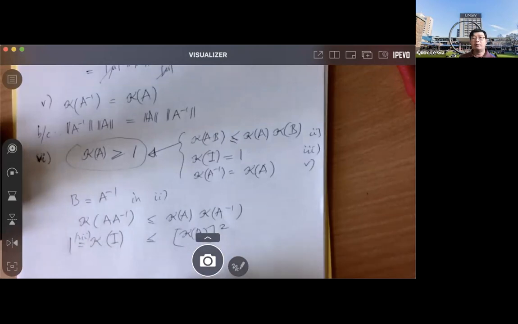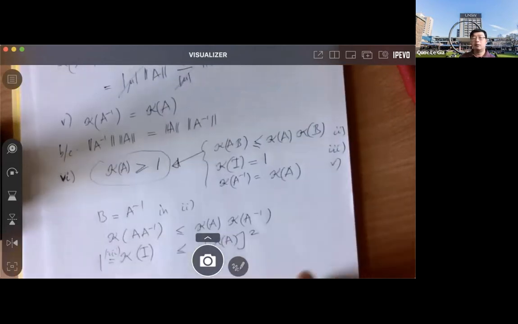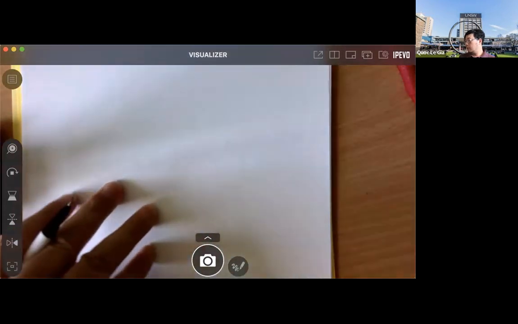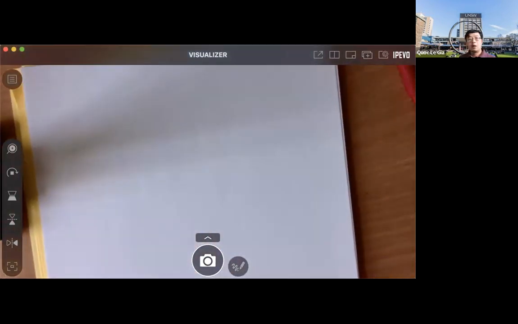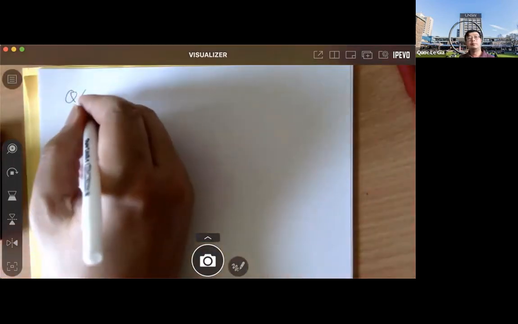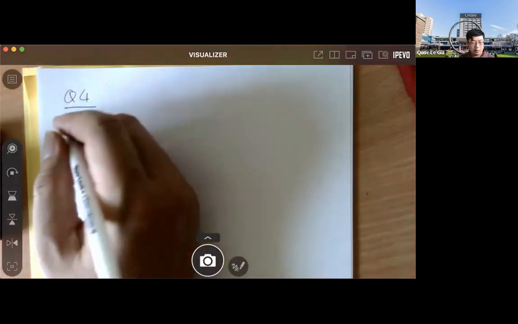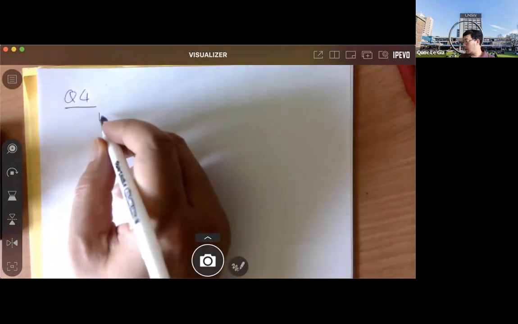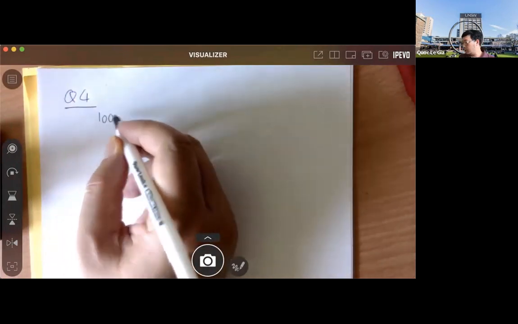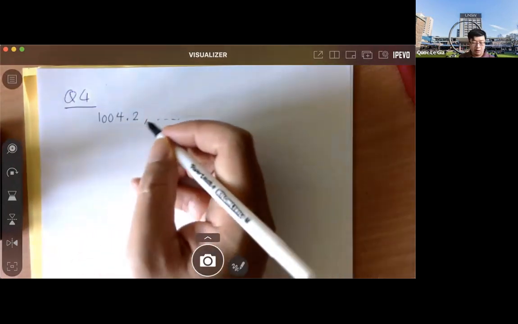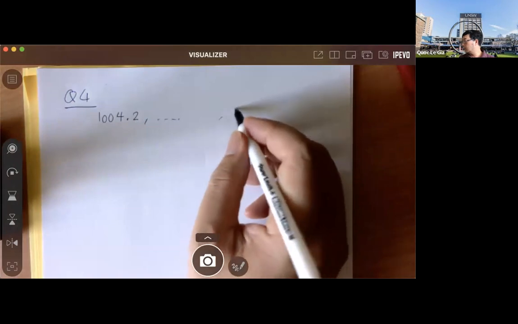Okay, so now we move to the next question. That is the properties of a condition number. And now we go to question number 4. A symmetric matrix has those eigenvalues. So we just worry about the largest, and then the smallest.